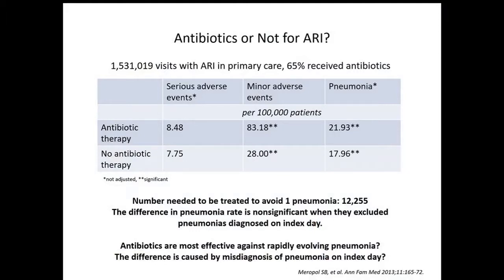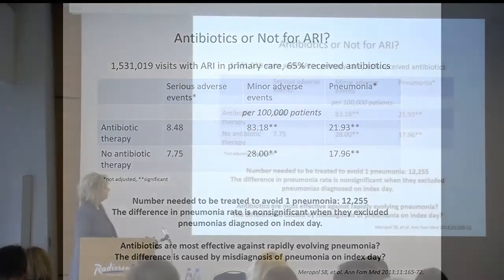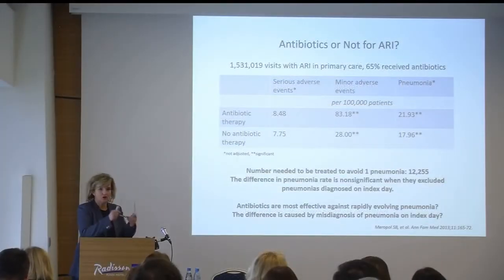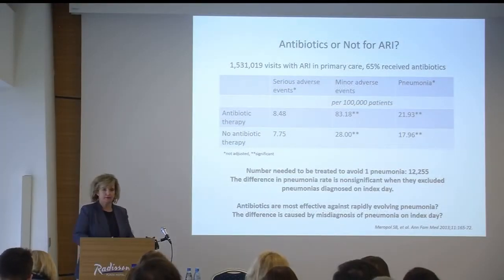So if you calculate, the number needed to be treated to avoid one pneumonia is 12,000. This is far beyond what we accept as an indication for a treatment, for an intervention. But still, a significant difference. And what is also interesting in this study, the difference in pneumonia rate became non-significant when they excluded pneumonias diagnosed on the same day when the antibiotic was prescribed.